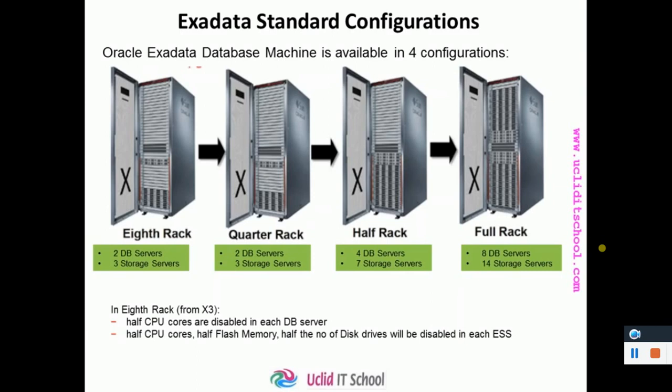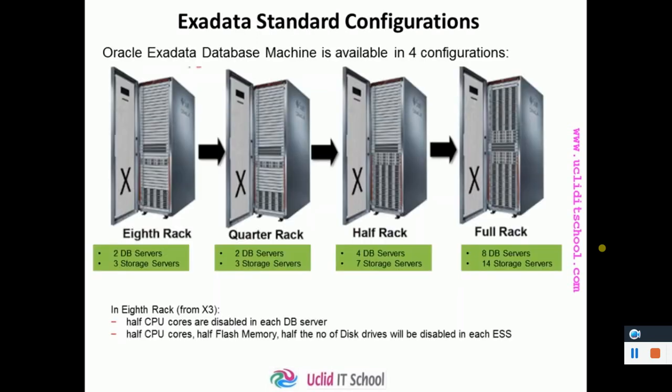Or today you purchased 8th rack, later you can upgrade to quarter rack once you are using full capacity of the 8th rack and you need more capacity. So 8th rack can be upgraded to quarter rack. Quarter rack can be upgraded to half rack. Half rack can be upgraded to full rack. If full rack is full, you can interconnect multiple full racks with InfiniBand cabling. So that way, the system is designed for scalability.